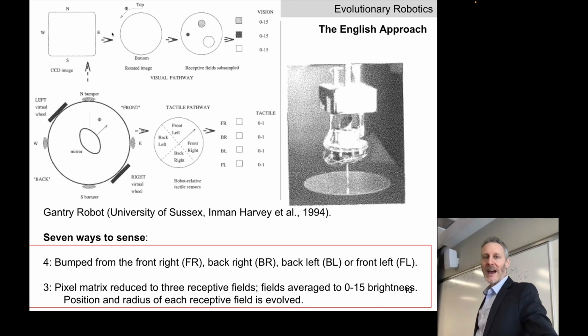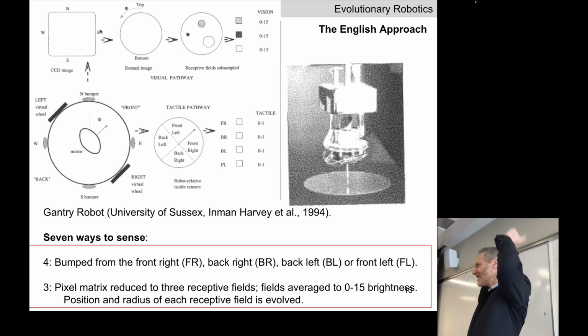They converted this down into polar coordinates. Doesn't really matter for our purposes why. So they've now got a top and a bottom and a theta here. Basically, this is the visual field of the robot, which for our purposes you can still think of as the inner surface of a cylinder.